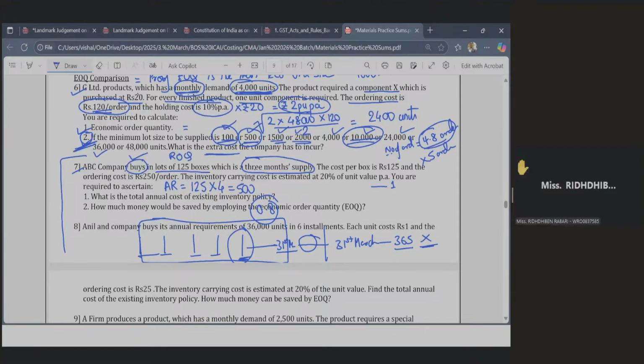Okay, thank you, sir. Is this clear? You are clear now? Yes, sir, I'm clear now. Super.